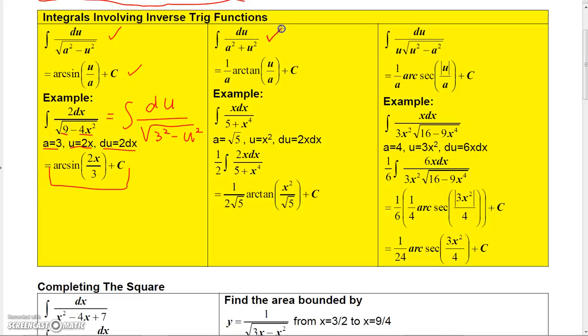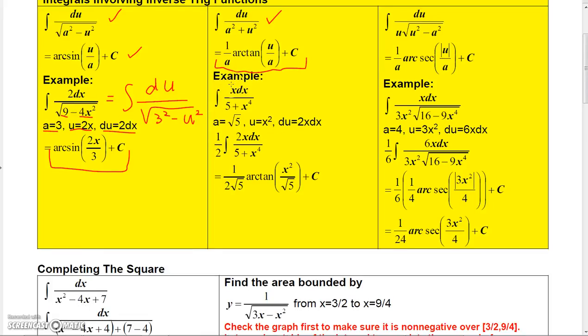Now another formula would be if you're integrating du over a squared plus u squared, that's actually going to be equal to 1 over a times the arctan of u over a plus a constant. So let's take a look at something like that. So let's look at this and see what we can do with this integral.